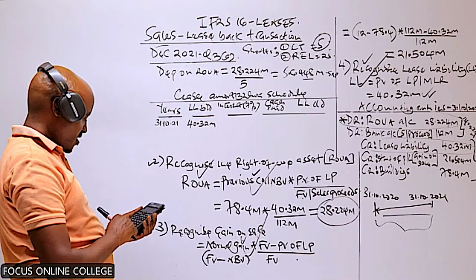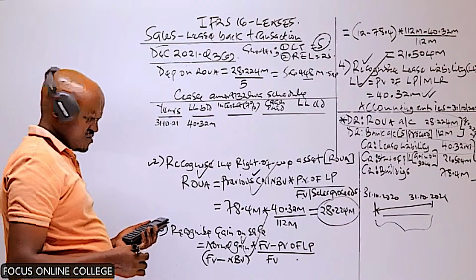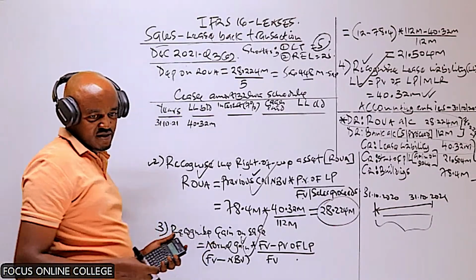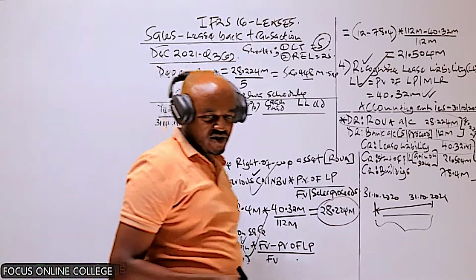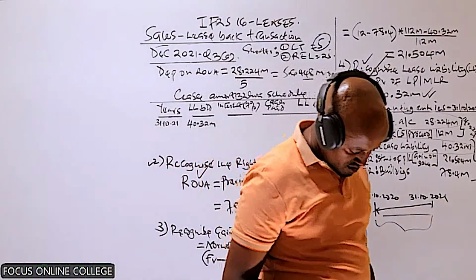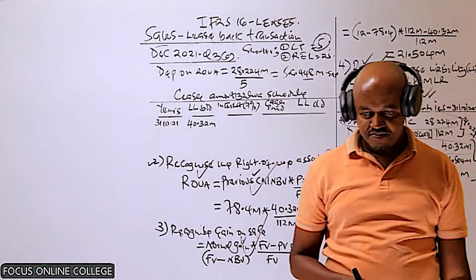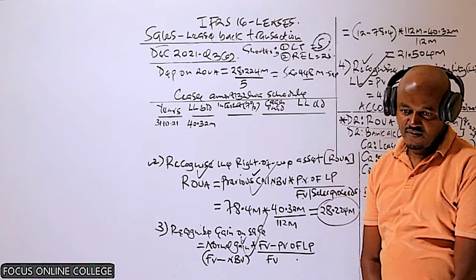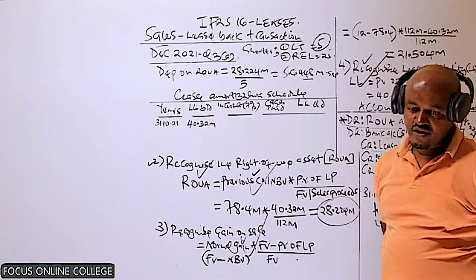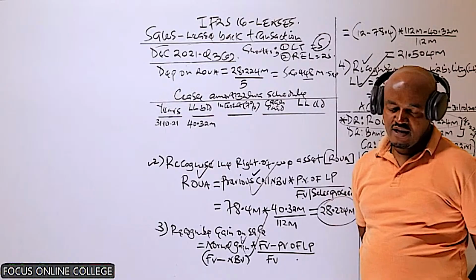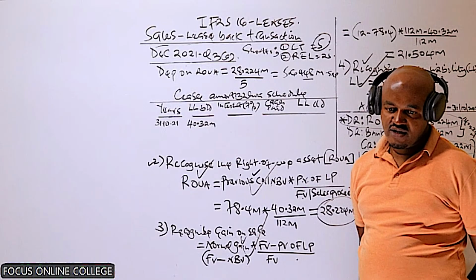40.32 times 7%. What are you getting as the interest here?